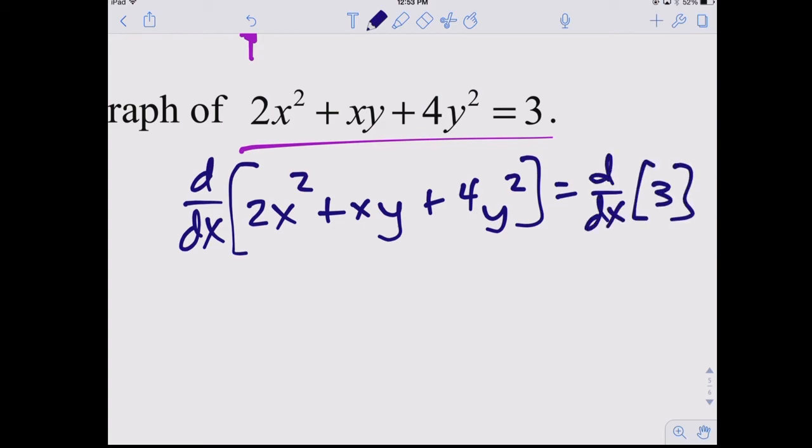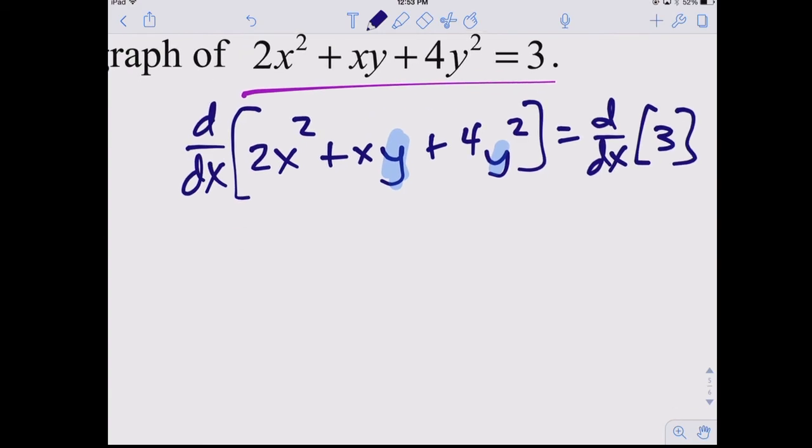Okay, so let's do inventory first. How many y's do I have in this problem? 2. How many dy dx's should I end up with? 2. All right. First term, 2x squared. Derivative with respect to x is 4x. dx. Do we need that? No. Can you put it if you want to? Sure.